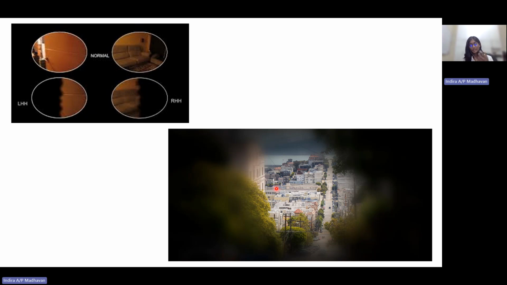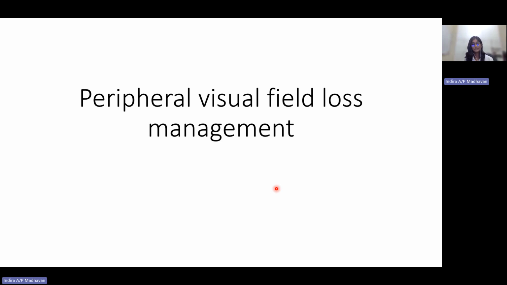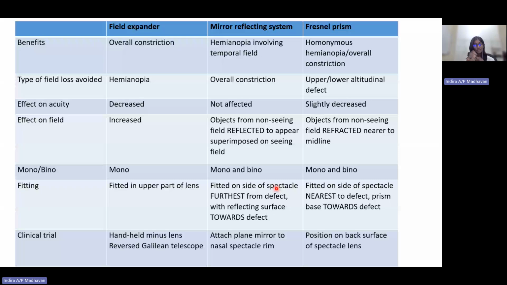That is one way. The second one is using a reverse Galilean telescope. If the patient is already using a Galilean telescope, they can just use the objective lens. Normally, the patient uses the eyepiece to look through the telescope to magnify the image. But if they want to use it as a field expander, they just need to reverse it. Use the objective part close to the eye and view through, then they can get more information from the side. So that expands the field of view.